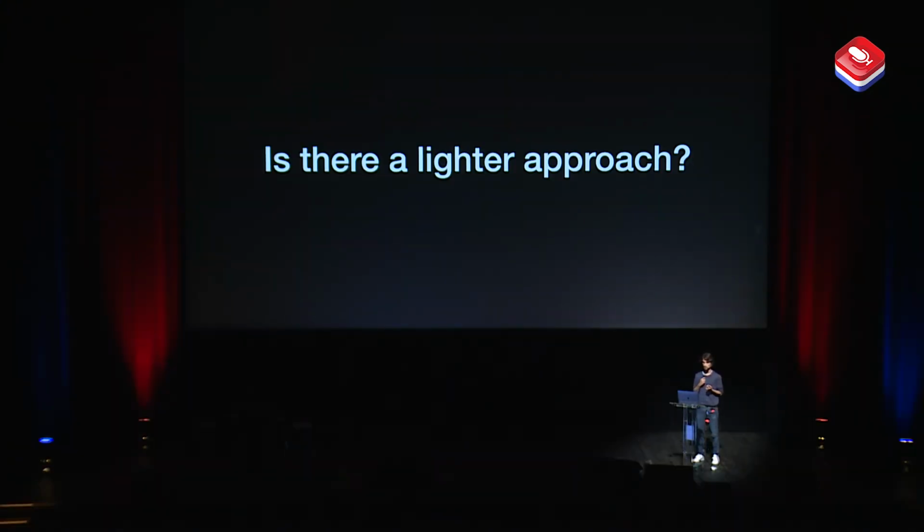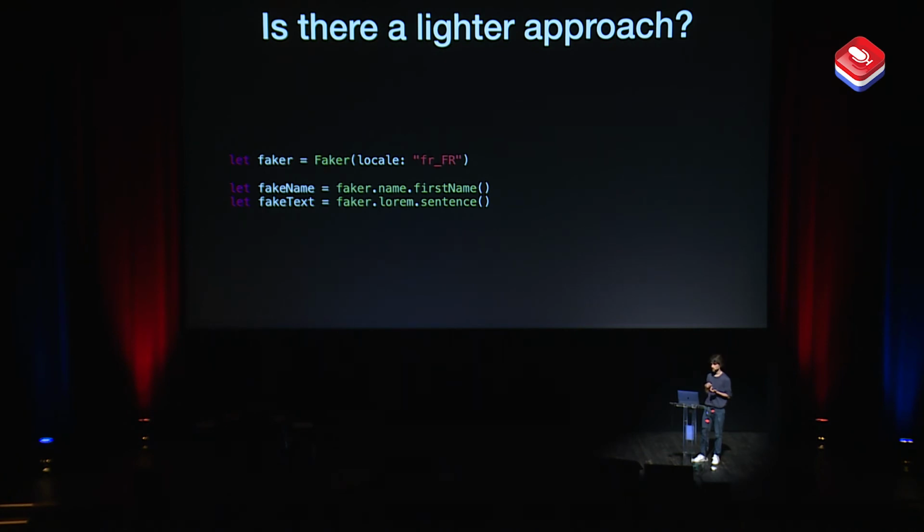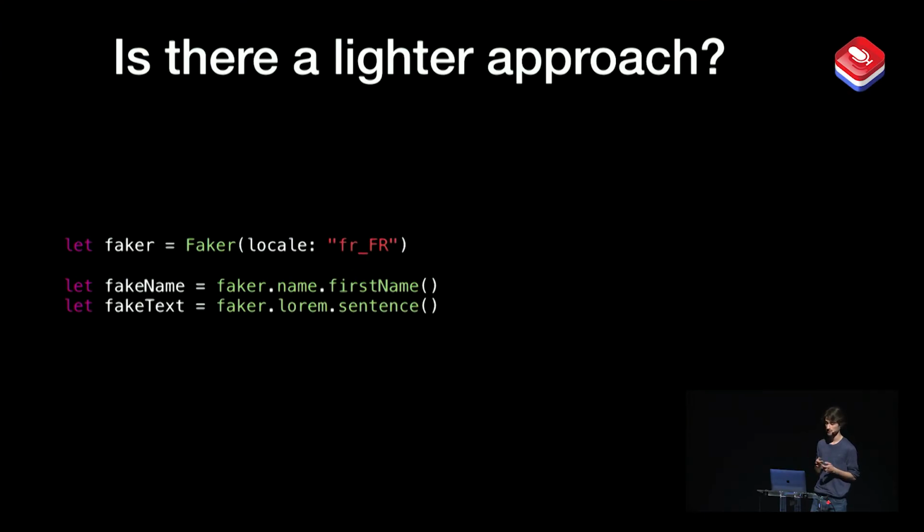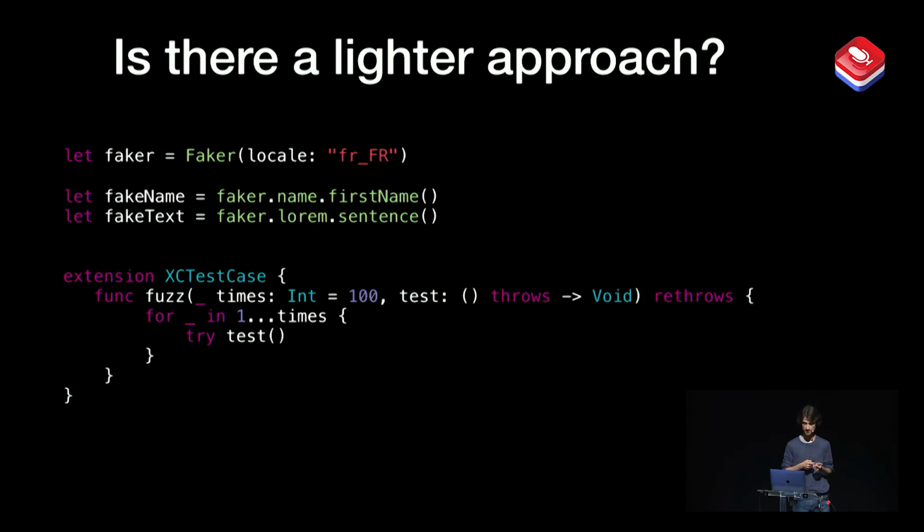And finally, you might be thinking, okay, this is cool, but this is also a lot. This is maybe a little bit overwhelming to add all of this framework with its custom syntax in my tests. Is there a lighter approach to get me started? So there is one. For instance, you have libraries like Fakery on iOS that allow you to generate random data, and even random data that makes sense, for instance, first names, sentences, addresses, etc. And you could write an extension on XCTestCase. We could call it fuzz, because sometimes this kind of testing with random data is called fuzzy testing.